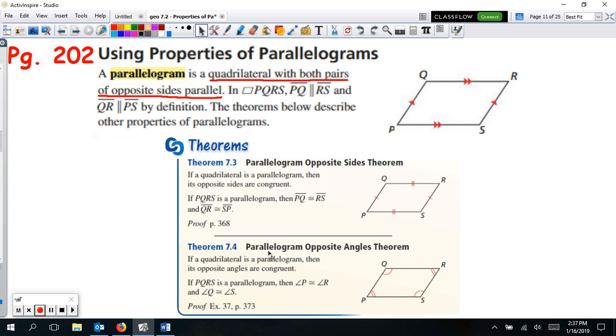The other one here, the parallelogram opposite angles theorem. So the opposite angles in a parallelogram are also congruent. If a quadrilateral is a parallelogram, then its opposite angles are congruent. Angles Q and S are congruent, and R and P, which are opposite angles, are also congruent. So if you're told that it's a parallelogram, or you can tell based on the figure, like it's showing all the parallel marks here, then you know that the opposite sides are congruent and the opposite angles are congruent.